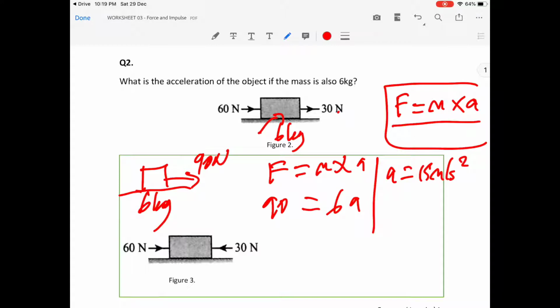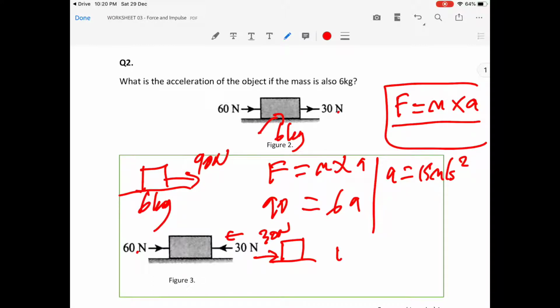Let's try the next one. This time the 30 newtons force has flipped side. It's now pushing against the 60 newtons. If I redraw the forces, on the right hand side it will just be 60 minus 30, which is 30 newtons pointing to the right. Because the 30 newtons is in the opposite direction of the 60, it cancels off some of the 60 newtons. The 60 is still bigger, so it's 60 minus 30, which is 30 newtons.